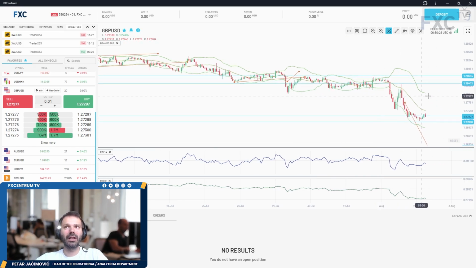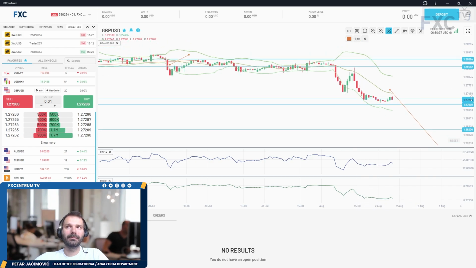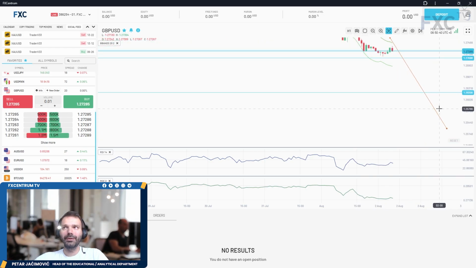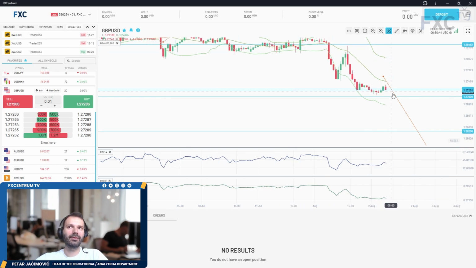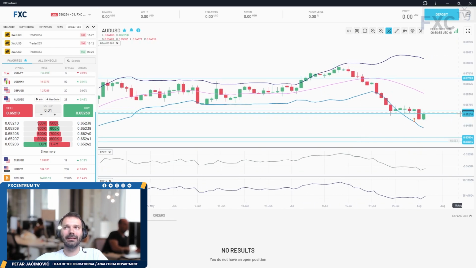So that is a phenomenal run, and it's still actually going on, and supply is still in control. The next pivot level is around the 1.2600 mark. So we reached the first objective. The second objective is around the 1.2600 mark. The Australian dollar is on the downside extension.